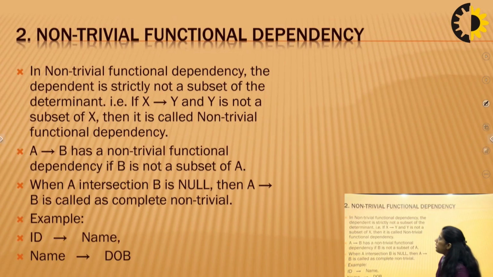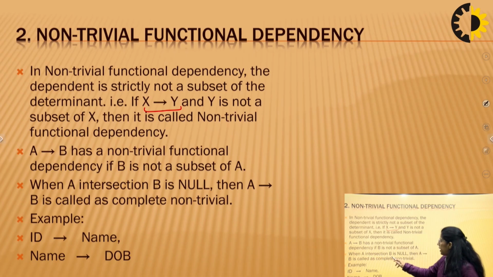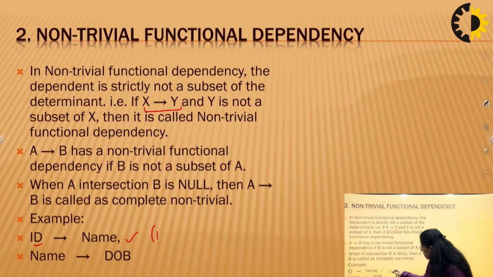Next one is non-trivial functional dependency. In non-trivial functional dependency, the dependent is strictly not a subset of the determinant. If X determines Y is present, then Y must not be a subset of X. It is called non-trivial functional dependency. When A intersection B is null, then A to B is known as complete non-trivial functional dependency. For example, here we have ID to name, the first functional dependency, and then we have name to date of birth. This is the second one.